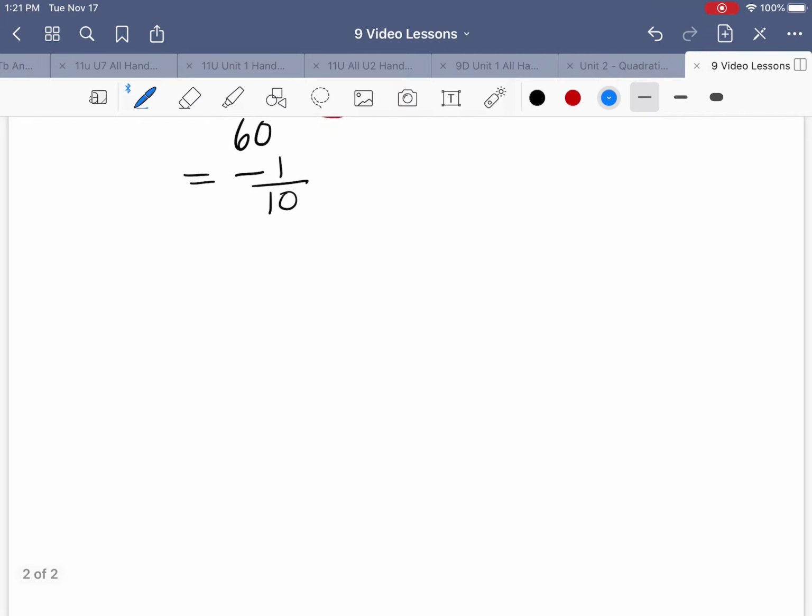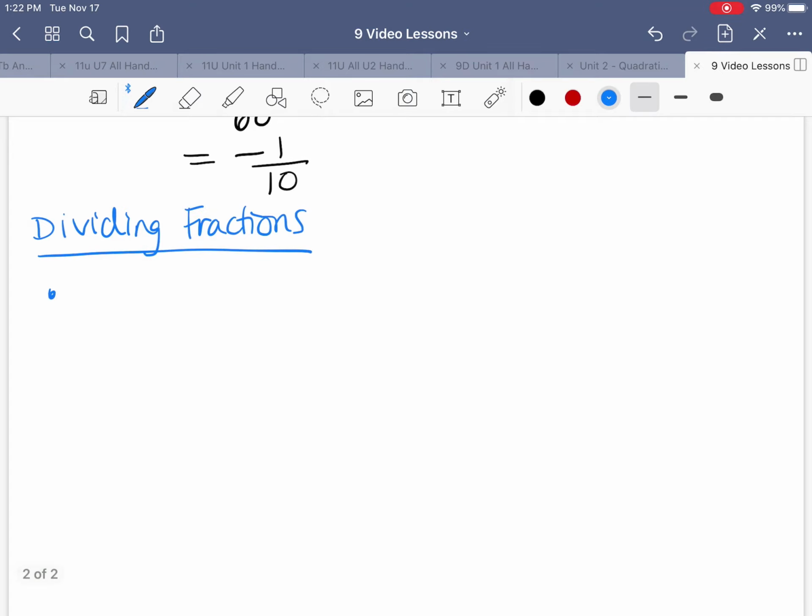Let's look at dividing fractions. When we are dividing fractions, and we're dealing with a pair of fractions, right? So one fraction divided by another fraction. We want to flip the second fraction and multiply. Flipping it is also called getting the reciprocal. So we divide fractions one pair at a time.